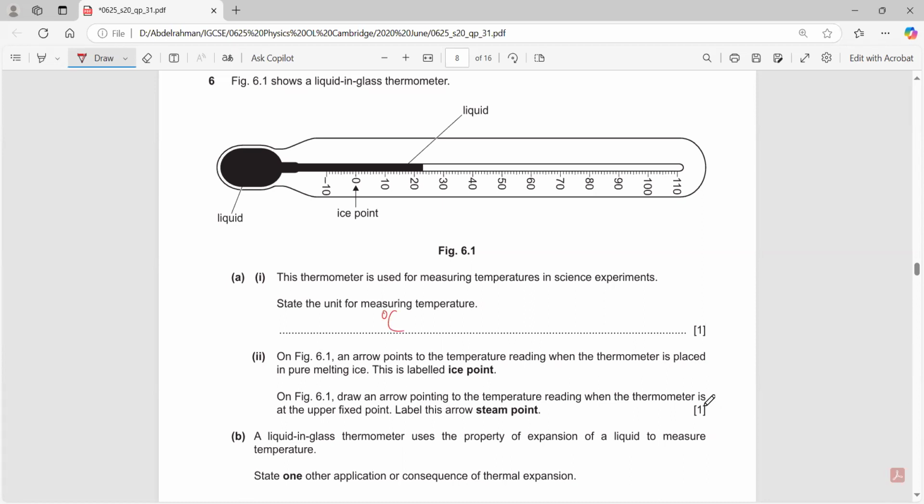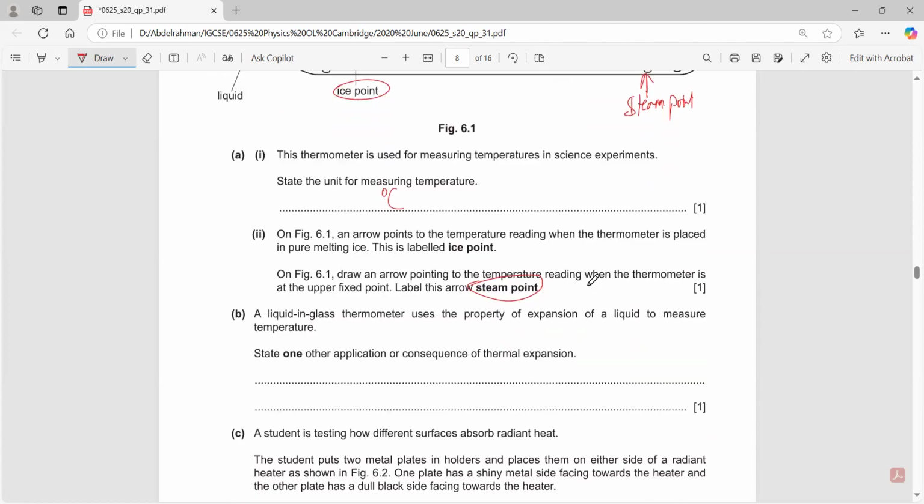On this thermometer, you have a point labeled the ice point at 0 degrees. Can I label the steam point, which is basically the boiling point? Yes, it's at 100 degrees Celsius, the boiling point of water. Part B, you're not required to solve, so we can just cancel out part B.